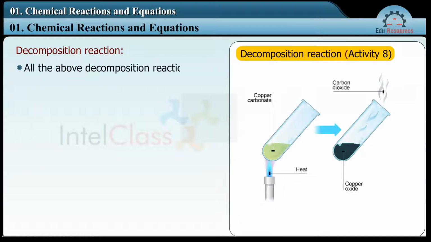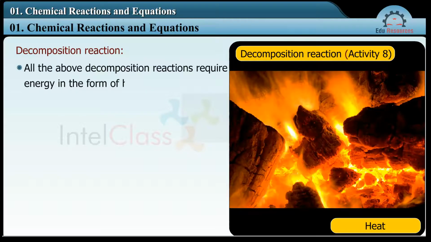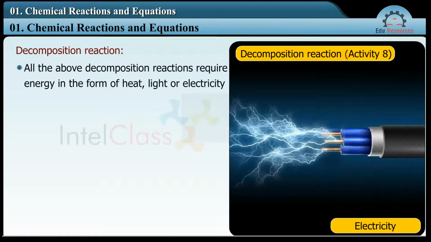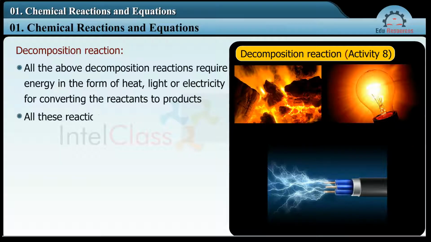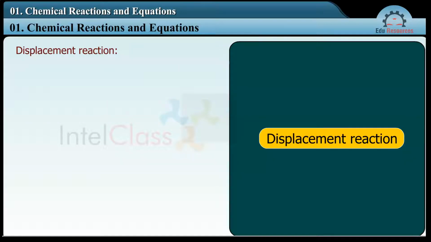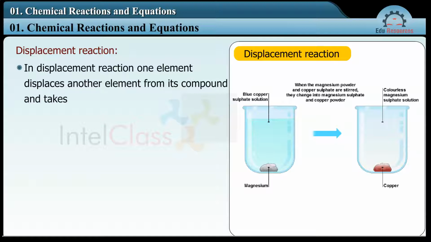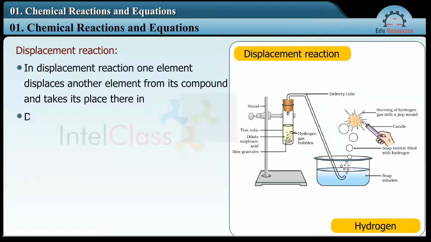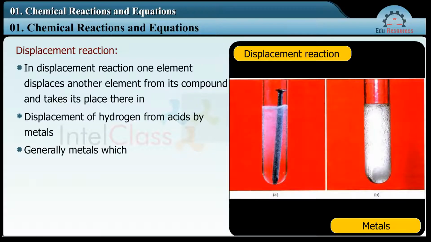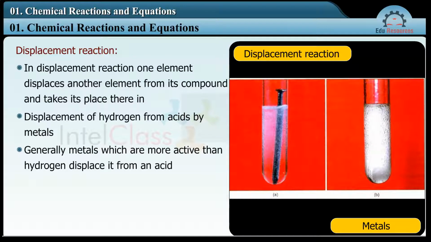All the above decomposition reactions require energy in the form of heat, light or electricity for converting the reactants to products. All these reactions are endothermic. Displacement reaction. In a displacement reaction, one element displaces another element from its compound and takes its place therein. Displacement of hydrogen from acids by metals: generally, metals which are more active than hydrogen displace it from an acid.